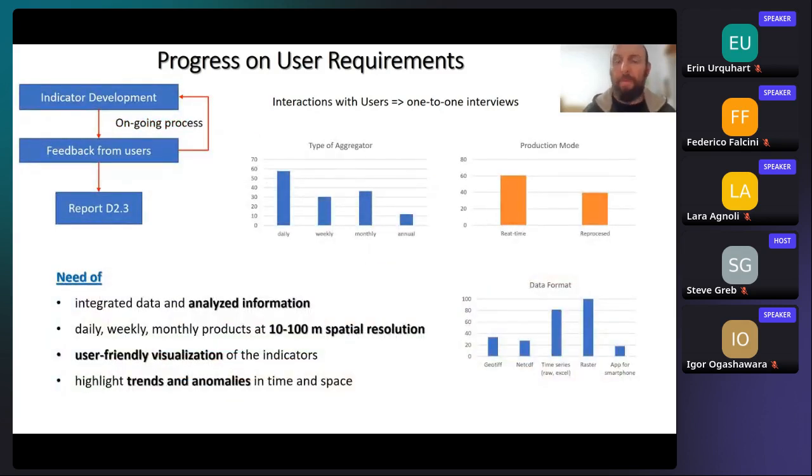So at the end of the day, after collecting this information, on one hand, we were able to build new products and indicators. On the other hand, we were able to understand that users really are looking for pre-analyzed information. They are really looking for 10 to 100 meter spatial resolution ocean color products, but they also want user-friendly visualization. They don't want to deal with a large amount of data, and they want to be able to highlight trends and anomalies without performing their own analysis.